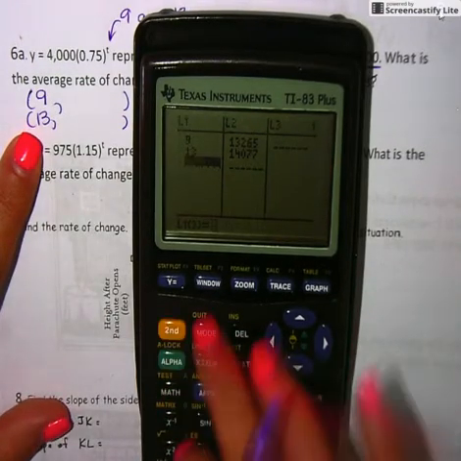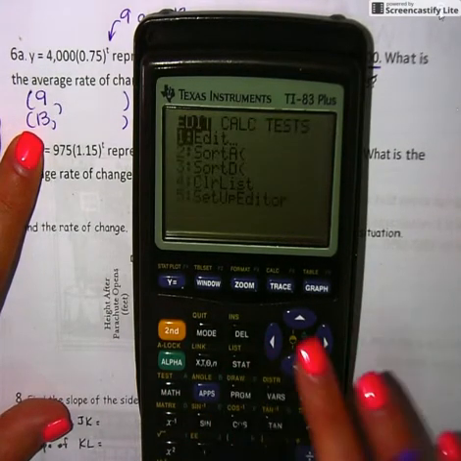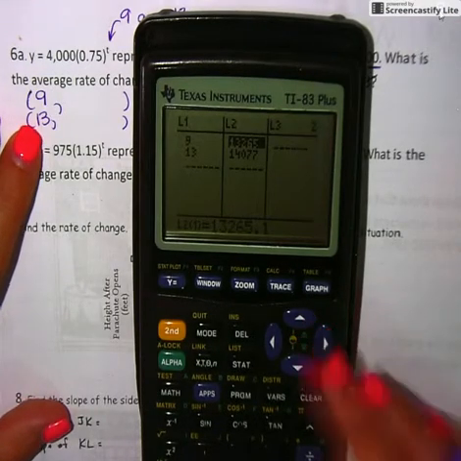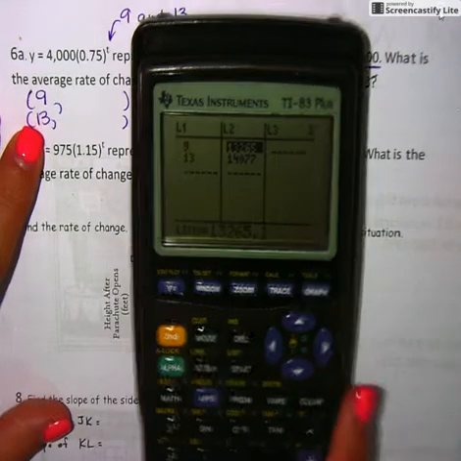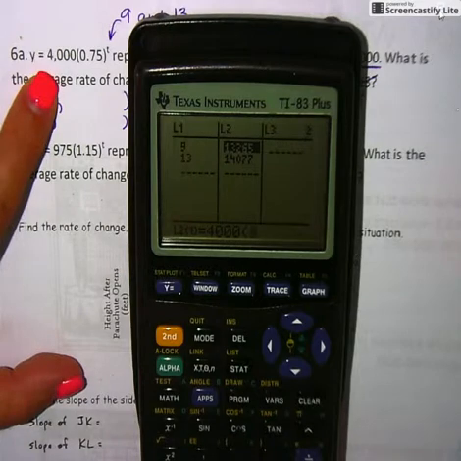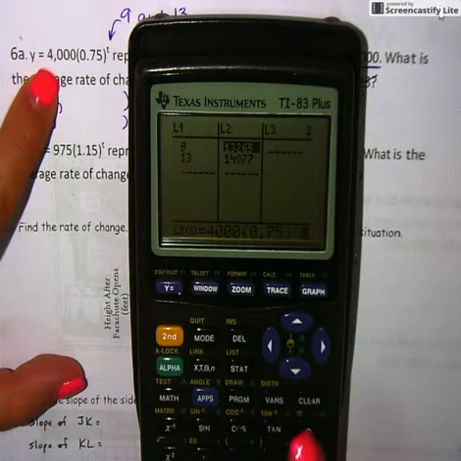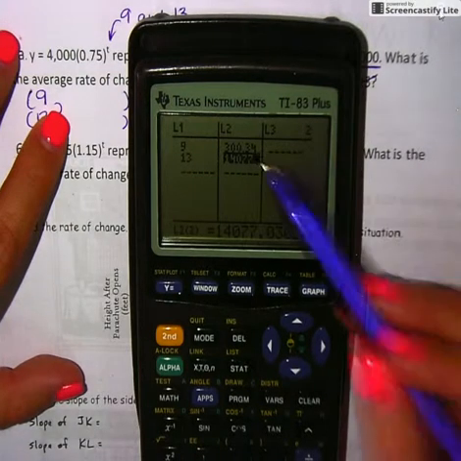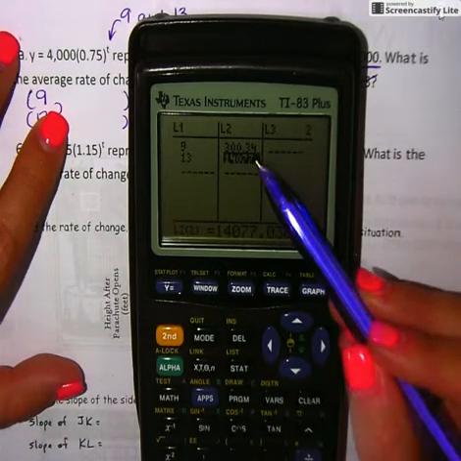So let me go back from the beginning there for that. You're going to hit stat, hit enter on edit, and I'm going to put 9 and 13 in L1. For L2, I'm simply going to type my equation, 4,000 times 0.75, and I'm going to raise it to the 9th. And when I hit enter, it's going to give me that value already in there, 300.34.